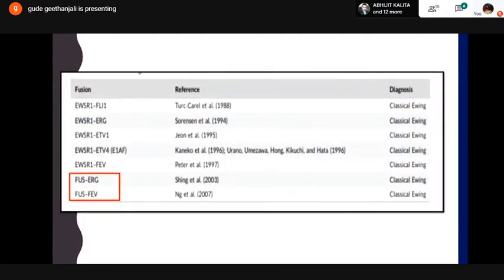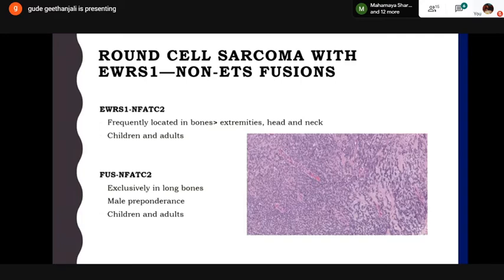So these are the gene rearrangements seen in the typical or classical Ewing sarcomas, which belong to the ETS family and the FET family. This is the second category of undifferentiated round blue cell tumor, which is a small round cell sarcoma with EWSR1 and non-ETS fusions. So the non-ETS fusion is EWSR1-NFATC2. The tumors which have this gene rearrangement are characteristically located more in bones or skeletal location than in the soft tissue. EWSR1-NFATC2 is also seen located in extremities and head and neck, and they are common in children and adults.